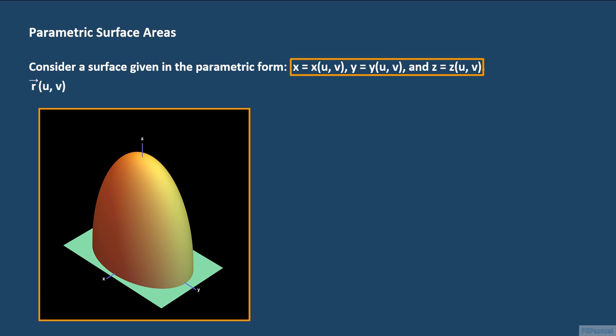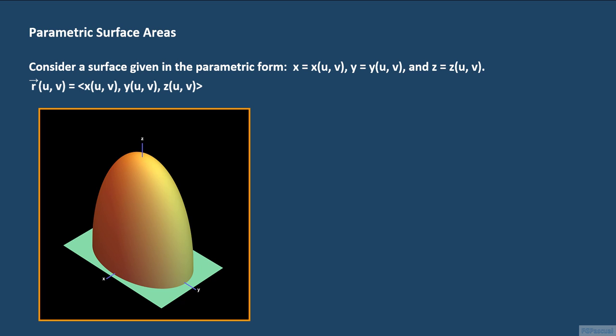We write the parametrization of the surface as a vector function. Let the vector function r of u,v be the vector with components x of u,v, y of u,v, and z of u,v. We will write the area of the surface as a double integral. But first, we must find a fundamental element of area for the double integral.